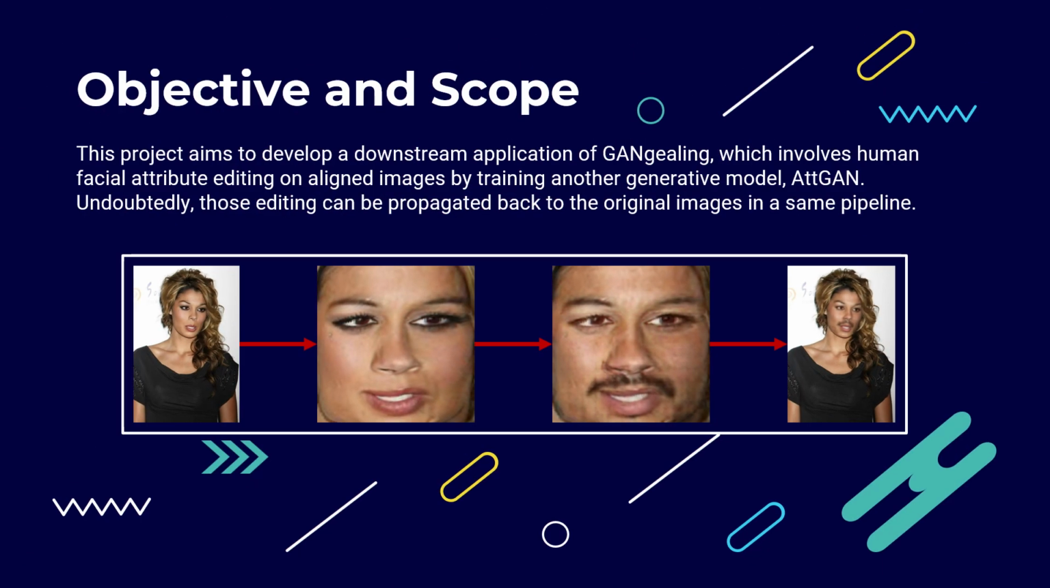This project aims to develop a downstream application of GAN, which involves human facial attribute editing on aligned images by training another generative model, ATT-GAN. Undoubtedly, those editing can be propagated back to the original images in the same pipeline.